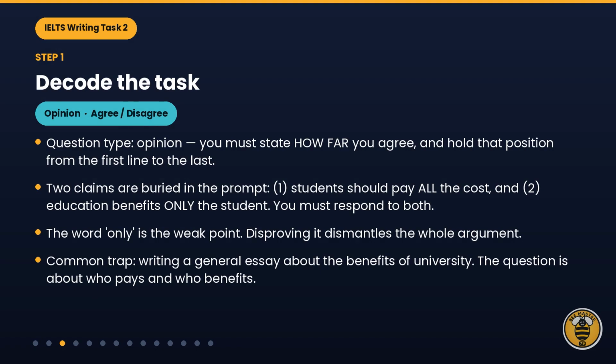First, decode the task. This is an opinion question, so you must say how far you agree and then hold that position all the way through. Notice that the prompt contains two claims, that students should pay all the cost and that education benefits only the student. The word only is the weak point. If you can show that society also benefits, the whole argument collapses. The most common trap here is writing a general essay about why university is good. That is not the question.